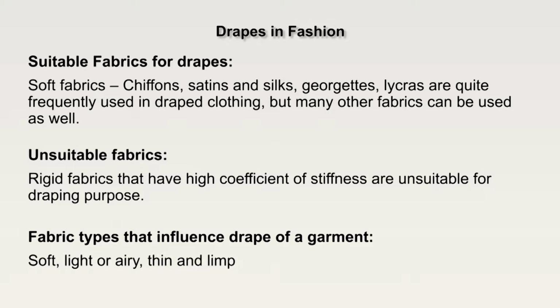What are the unsuitable fabrics for draping? The rigid fabrics that have high coefficients of stiffness are unsuitable for draping purposes. Fabric types that influence the drape of a garment are soft, light or airy, thin and limp fabrics.